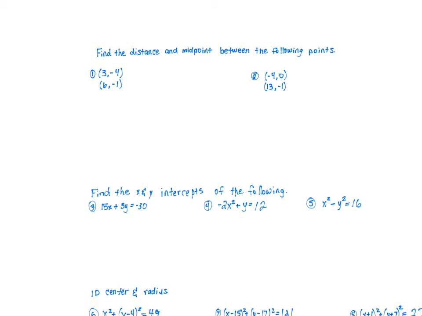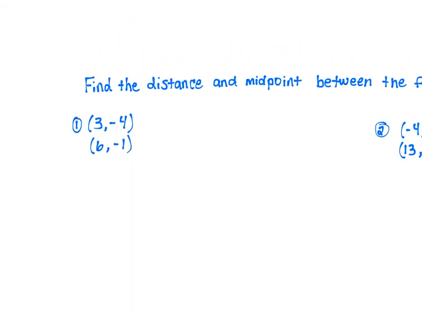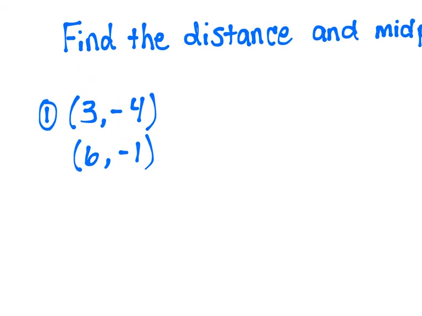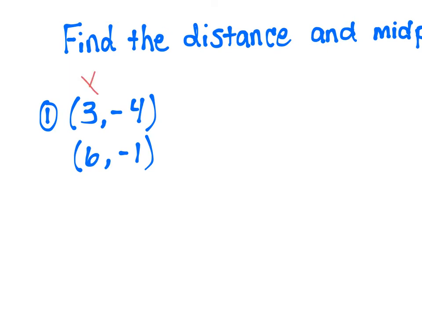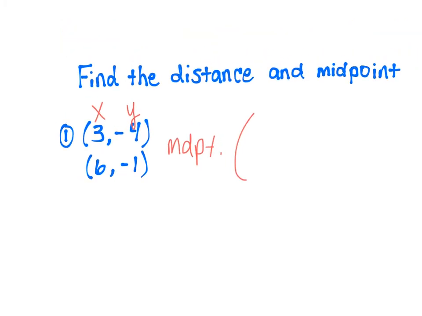So in a question like number one, when I say what is the distance and what is the midpoint between these two points? Notice how I wrote the points on top of each other. I think that's easier for you guys to see. These are my X's, these are my Y's. So if I'm going to find the midpoint, remind me again how to find midpoint. Add the X's and? Divide by 2. Add the Y's and? Divide by 2.